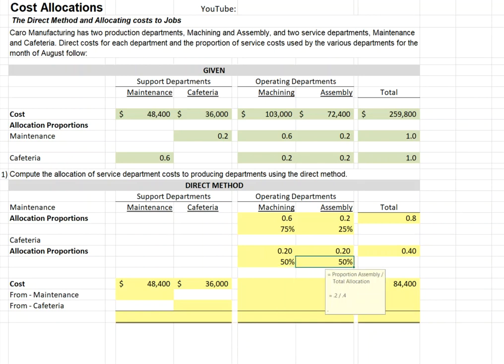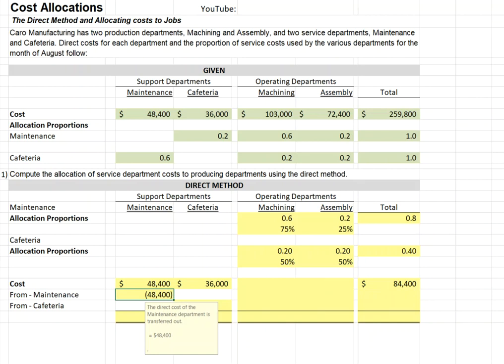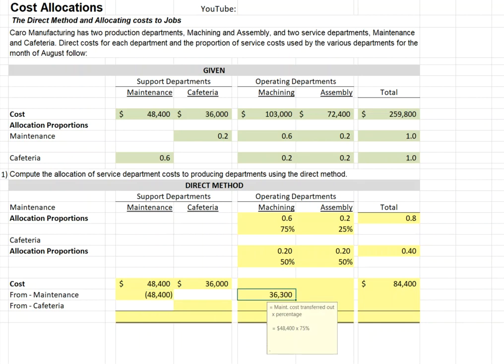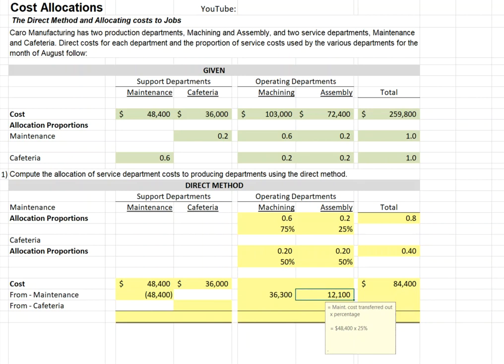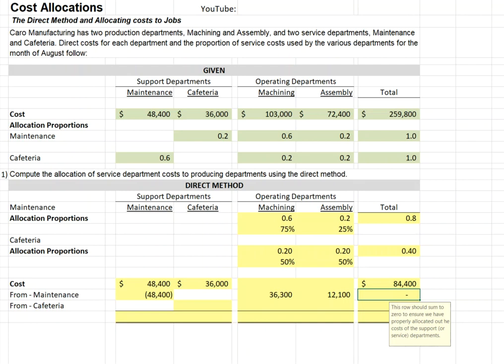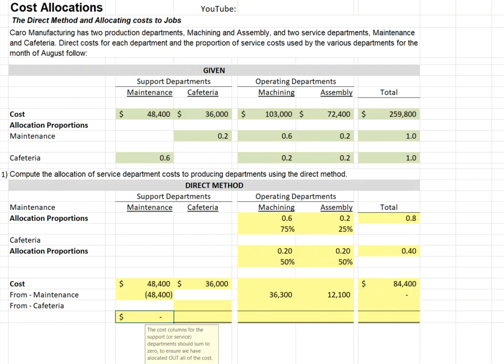Let's go ahead with our cost allocations. We have $48,400 in direct costs coming from maintenance. That's being allocated. 75%, or $36,300, will go to the machining department. The other 25% of the $48,400, or $12,100, will be allocated to the assembly department. We again sum the row to zero to ensure we've allocated out all of the cost, and we sum the column to zero also to make sure we've zeroed out the cost of maintenance.